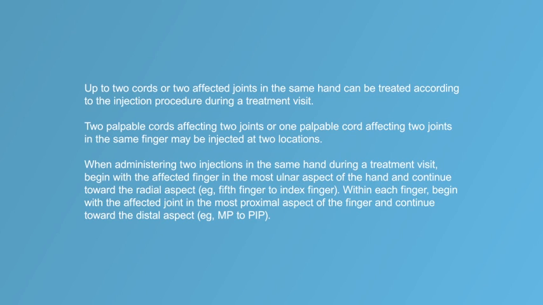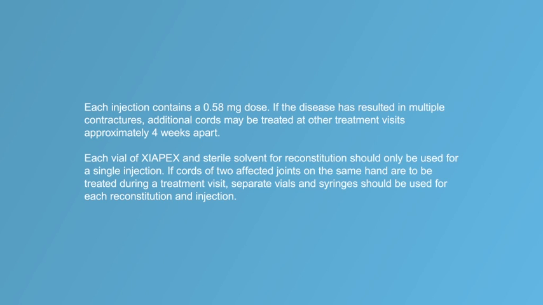Within each finger, begin with the affected joint in the most proximal aspect of the finger and continue toward the distal aspect, for example, MP to PIP. Each injection contains a 0.58 mg dose. If the disease has resulted in multiple contractures, additional cords may be treated at other treatment visits approximately 4 weeks apart. Each vial of Xiapex and sterile solvent for reconstitution should only be used for a single injection.